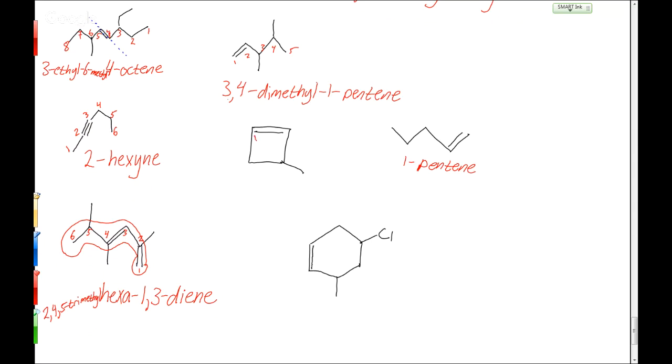This one over here, we got to start numbering right like this because we want the double bond to be 1 and 2, and then we want the methyl group, the substituent, to be number 3. So that's the best way to start numbering that, and that gives us 3-methyl-1-cyclobutene.